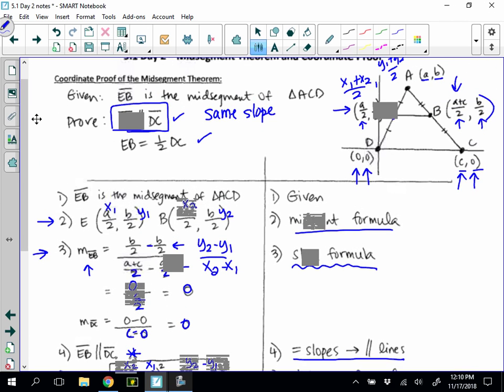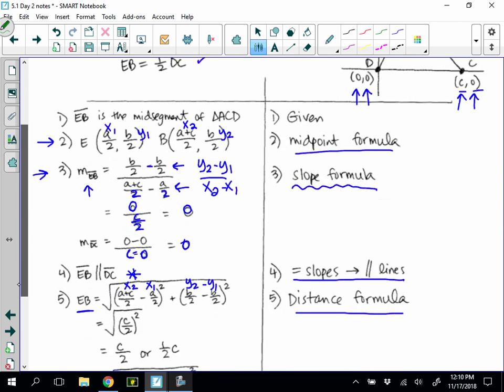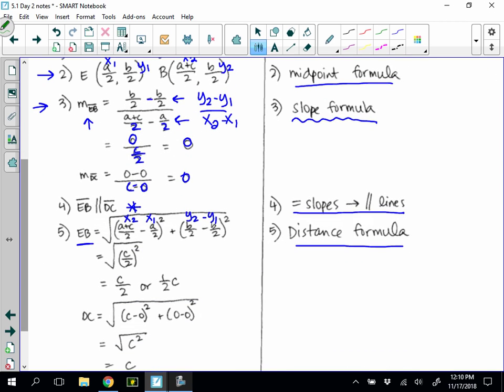Segment EB. So my x2 is a plus c over 2, my x1 is a over 2. And so that's what we have here. I've got a plus c over 2 minus a over 2. And then I've got the same thing here on the y's.